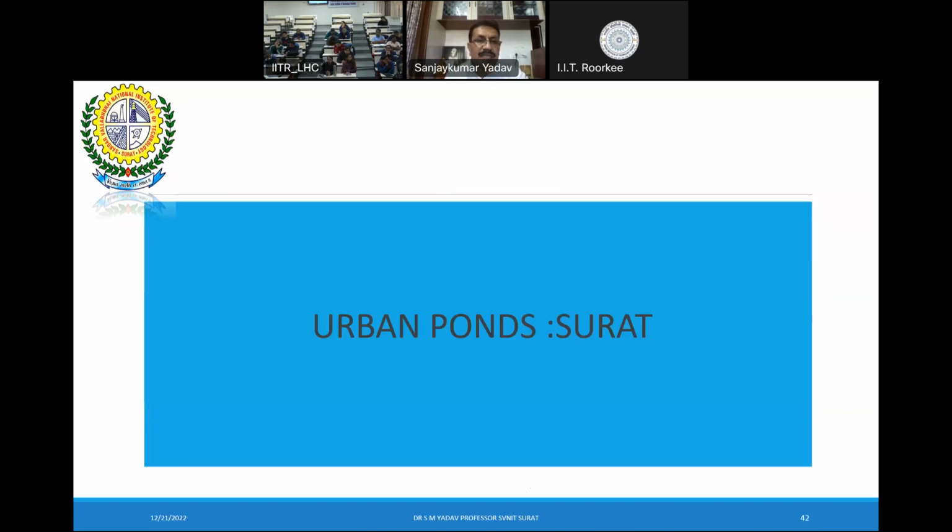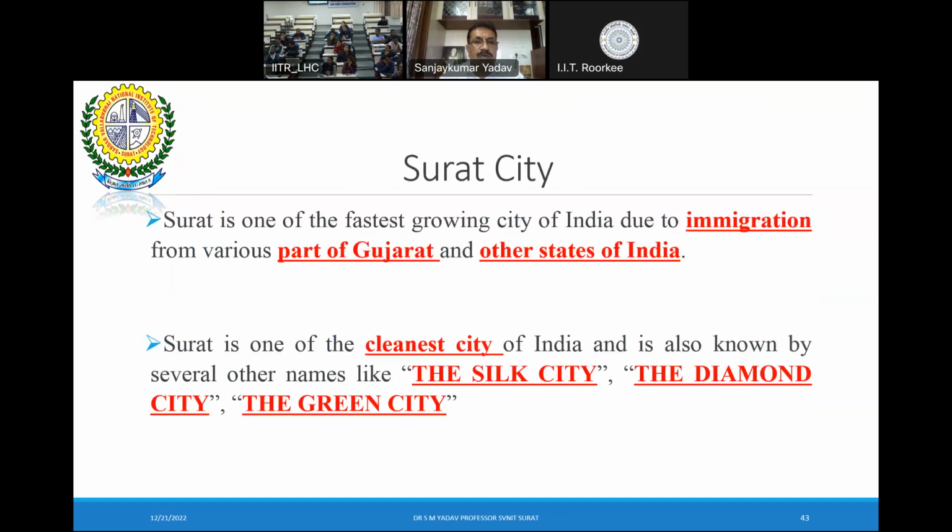Now, after discussing the design requirements of percolation tanks, let us see how these practices are followed, what the issues are, and what the status of urban ponds is. We'll see one by one the ponds which are situated in the city of Surat. As all of you know, Surat is one of the fastest growing cities of India due to immigration from various parts of Gujarat and other states of India.